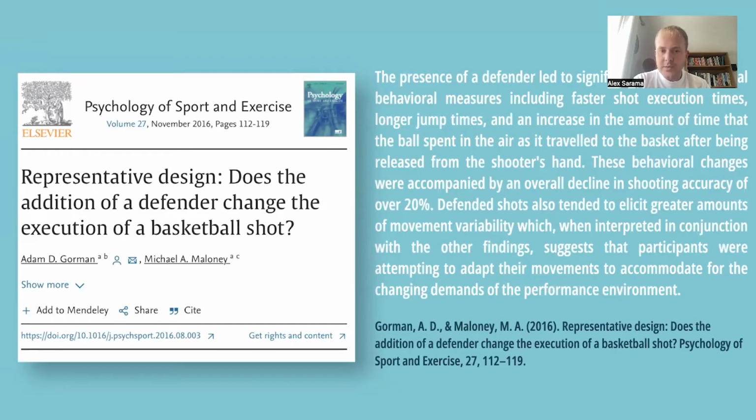These behavioral changes were accompanied by an overall decline in shooting accuracy of over 20%. Defended shots also tended to elicit greater amounts of movement variability, which, when interpreted in conjunction with the other findings, suggests that participants were attempting to adapt their movements to accommodate for the changing demands of the performance environment.